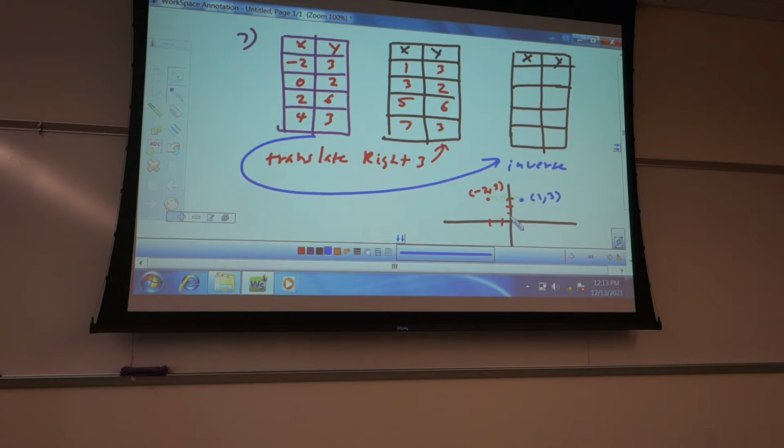Now the inverse, does anyone know what's up with the inverse? Someone done the inverse one already? The x's and y's swap. Exactly. So go back to the original, and the x's and y's swap. -2, 3 becomes 3, -2.